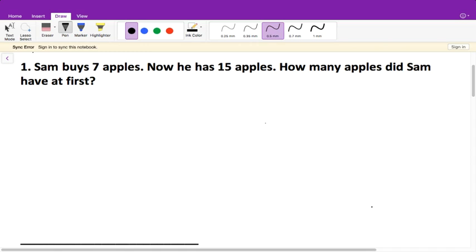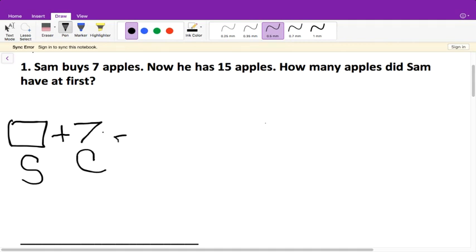So when I write the equation, I need to first look for the start. I can see the question says, how many apples did Sam have at first? So if the question is the start, then I need to draw a box for the start. And we're adding more apples. The change is 7 because that's how many apples that we're adding. And the result is 15 apples. That's how many he has at the end.